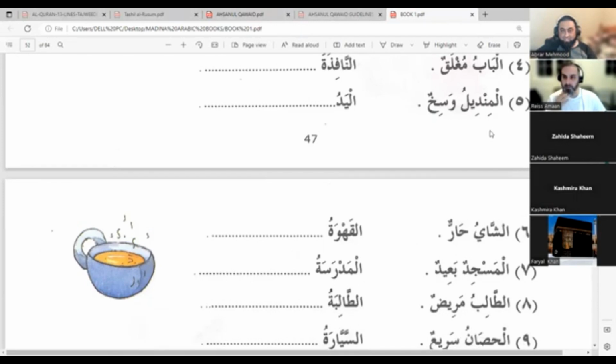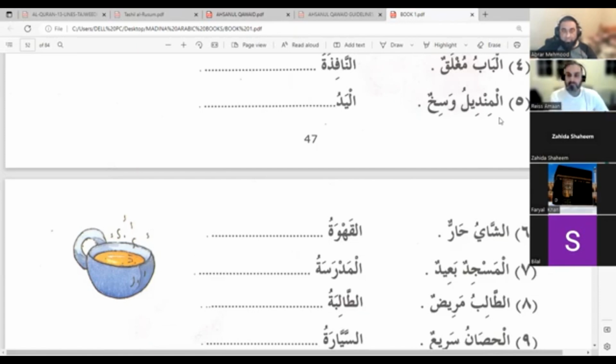I wonder if he's having problems. Okay, so I have to do the fifth one. Yes, the last. Okay, the al-mindilu wasikhun. I think wasikhun is, the handkerchief is clean.